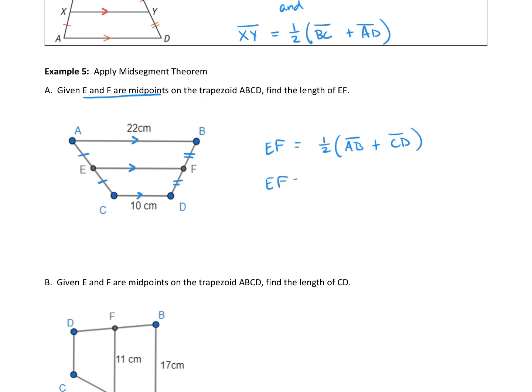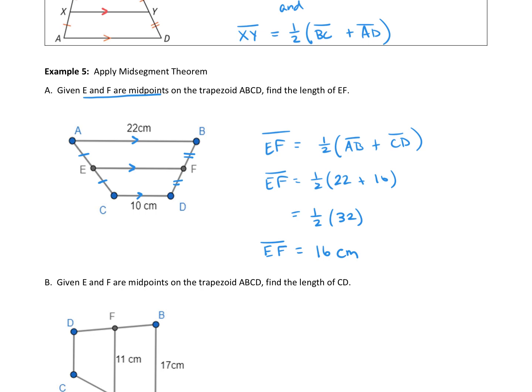So let's plug in what we know. AB is 22 centimeters long. CD is 10 centimeters long. So EF is equal to half of 22 plus 10 is 32, and half of 32 gets us 16. So EF is equal to 16 centimeters.